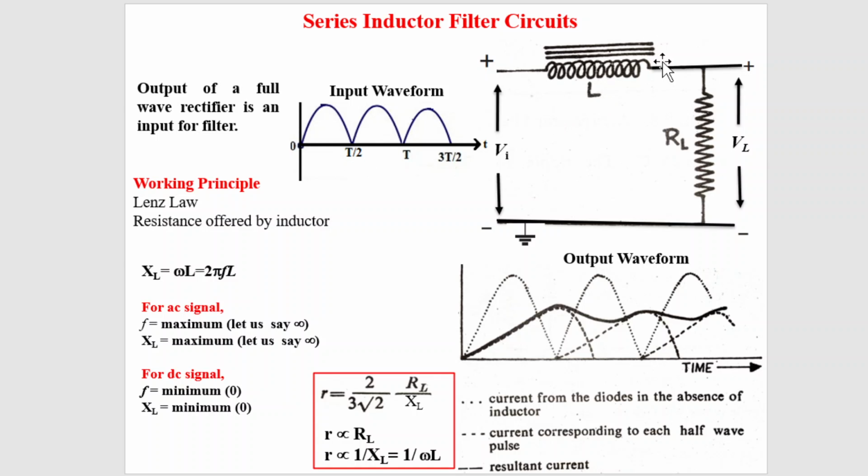Let us try to understand the second principle. We know that an inductor offers a resistance, known as the inductive reactance, XL. The inductive reactance XL is equal to omega L, where omega is the angular frequency and L is the value of the inductor. Or it can be written as 2 pi F L, where F is the frequency of the applied signal and L is the value of the inductor.